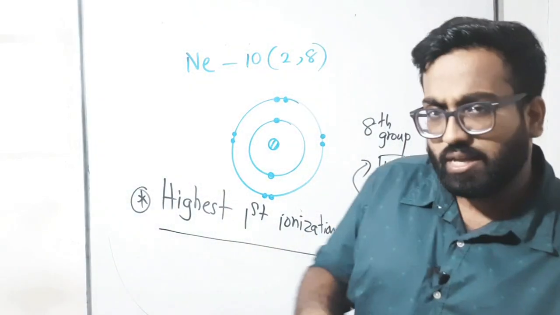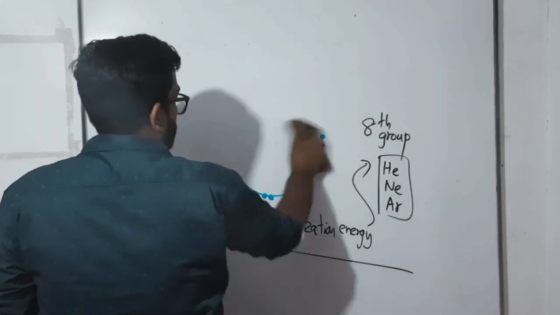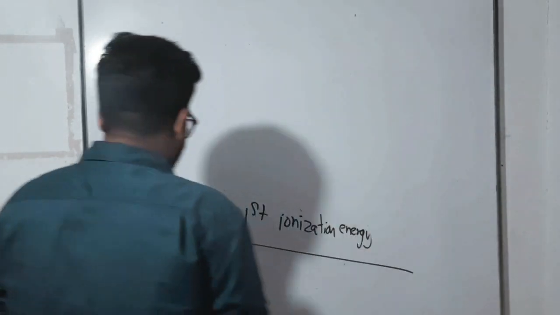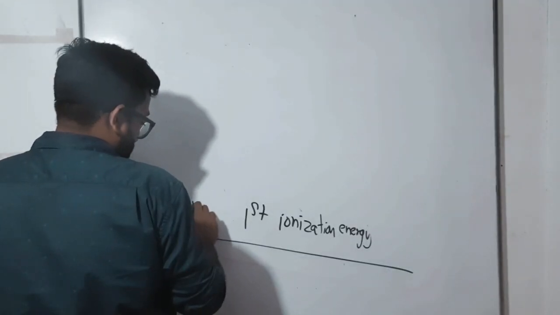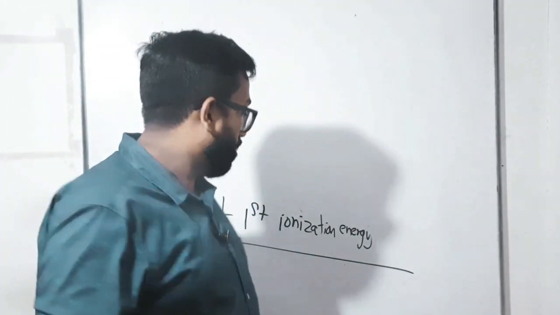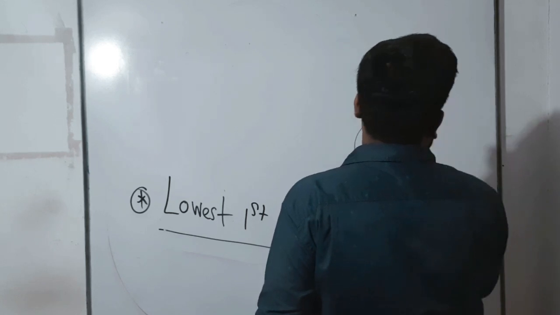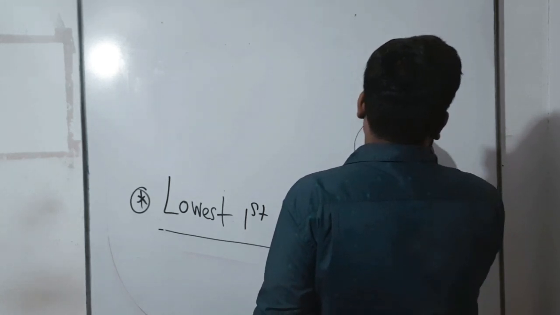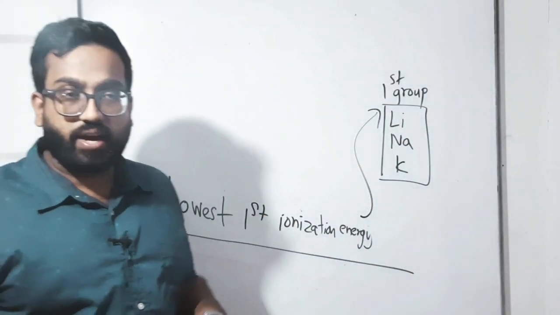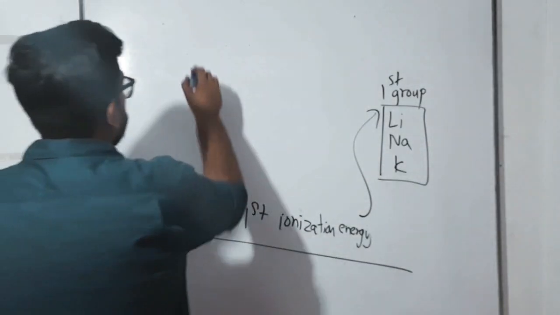Now I am talking about the lowest first ionization energy. Children, the lowest first ionization energy belongs to the elements in the first group. What are they? Lithium, sodium and potassium, like that. Now according to our examples, we can find sodium as the answer, right? Lowest. Why? Shall I take sodium as an example?